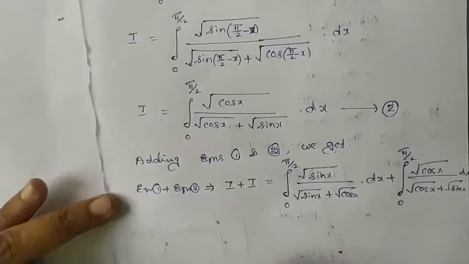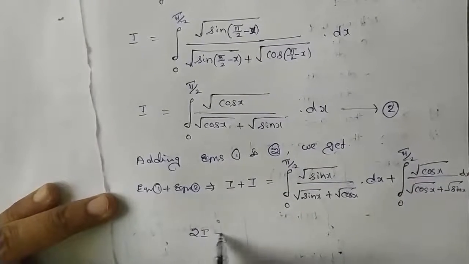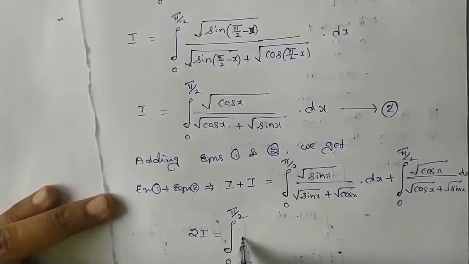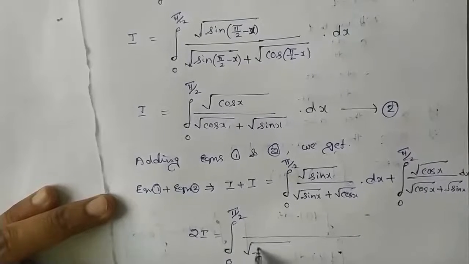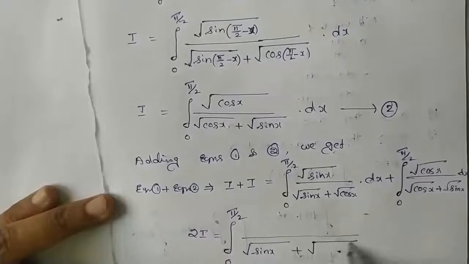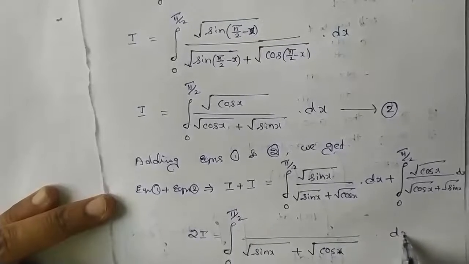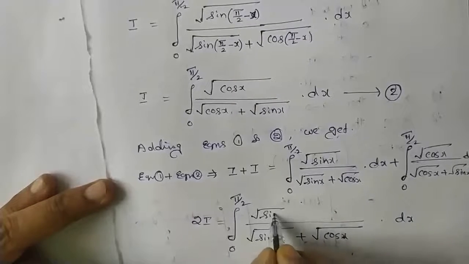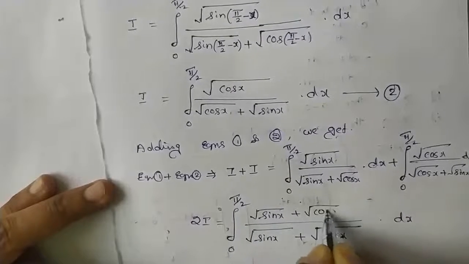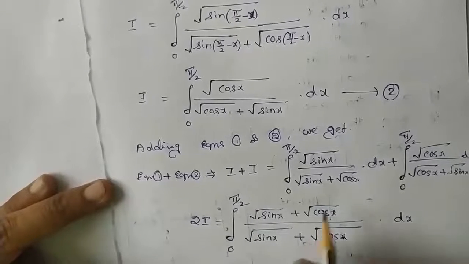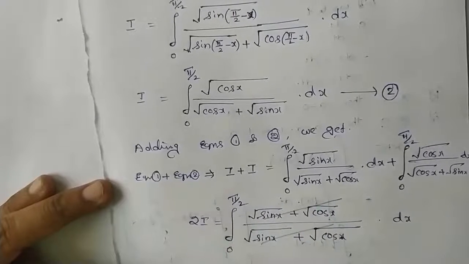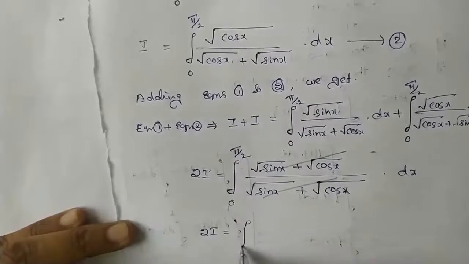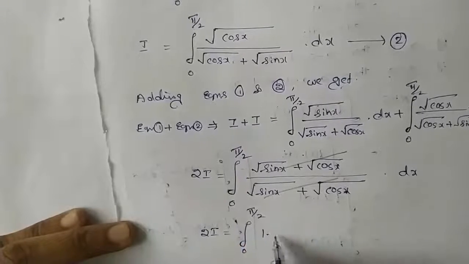Let us add these two. I plus I is 2I, equals to integration of 0 to pi by 2. See, the LCM of these two is square root of sin x plus root cos x. I am just adding these two integrations. In the numerator, root sin x plus root cos x, therefore root sin x plus root cos x both will get cancelled. Then 2I equals to integration of 0 to pi by 2 of 1 into dx.